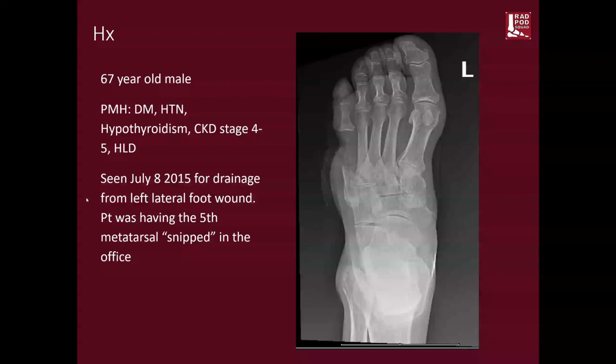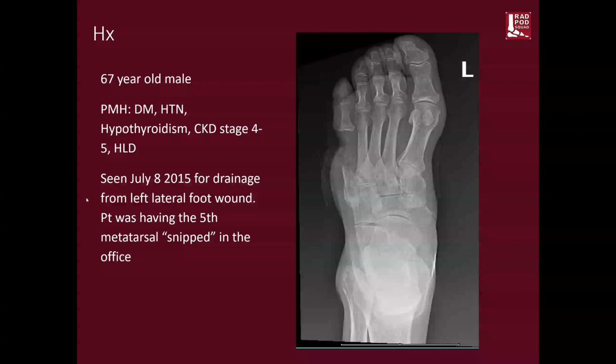The history of our 67-year-old male patient: past medical history significant for diabetes, hypertension, hypothyroidism. He has chronic kidney disease stage 4 to 5 and is on hemodialysis. He was seen on July 8, 2015 for drainage from his left lateral foot wound.